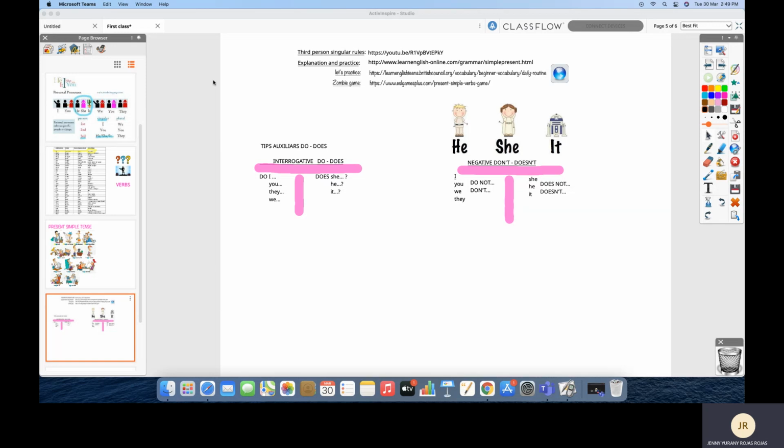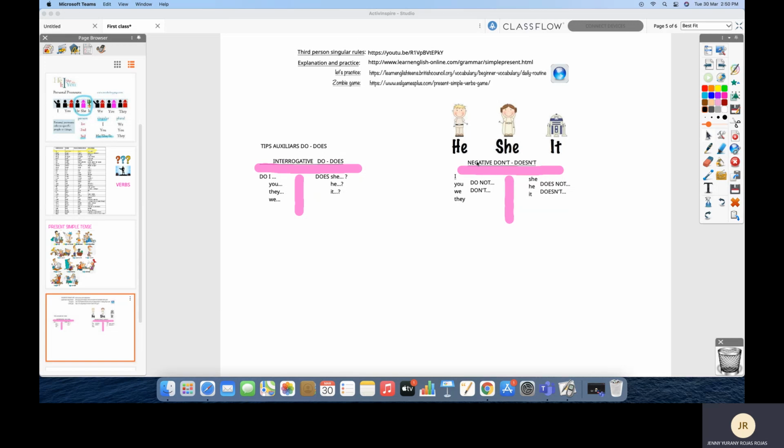Y regresamos finalmente para que veamos como este resumen de lo que acabamos de ver. Entonces, recuerden que estos son tips. Los auxiliares para el presente simple es do o does. Recuerden que para la forma interrogativa voy a iniciar la pregunta con do para I, you, they y we. Do I, do you, do they, do we. Y para las terceras personas voy a iniciar mi pregunta utilizando does. Does she, does he, does it, and the complement.